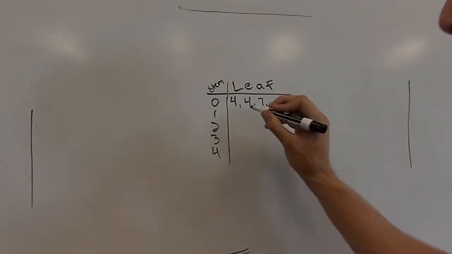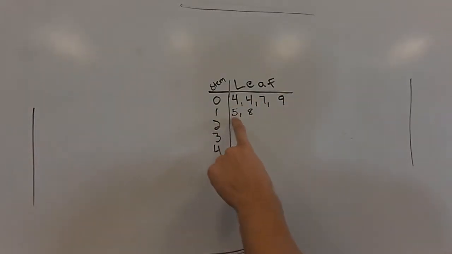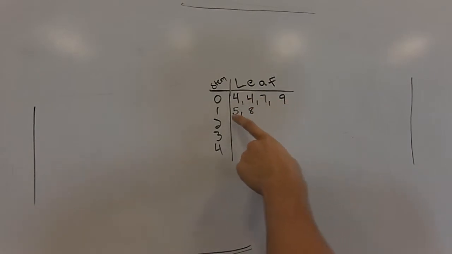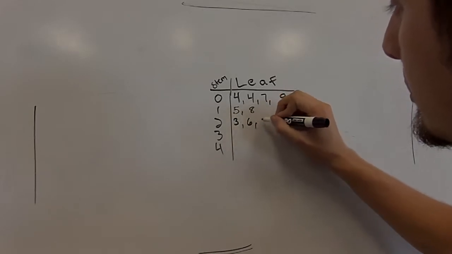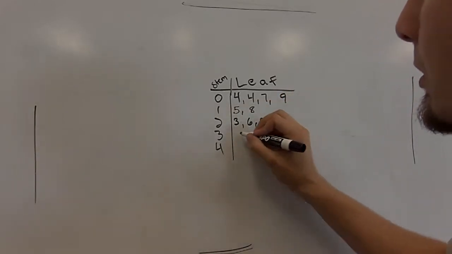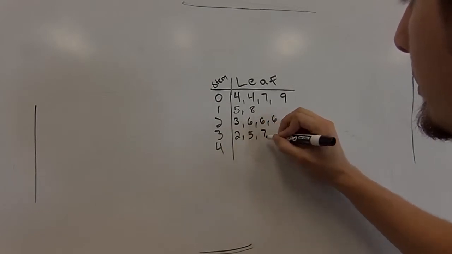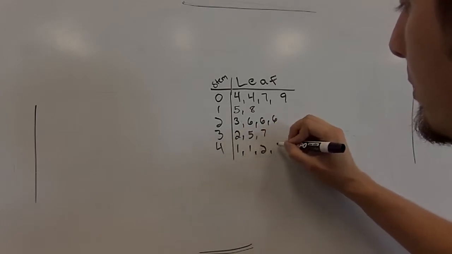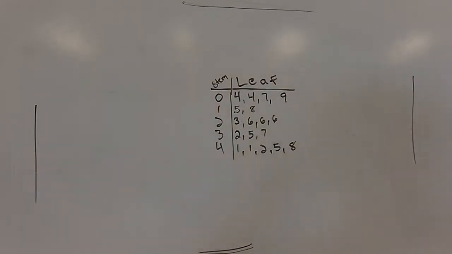Let's say you had 15, 18. So we have 1 and 5, 15, 1 and 8, 18. So we have a 4, 4, 7, 9, 15, 18. Go with 23, 26, 26, 26, 32, 35, 37, 41, 41, 42, 45, 48. So this is a stem and leaf plot. Just a simple way to write down your numbers.